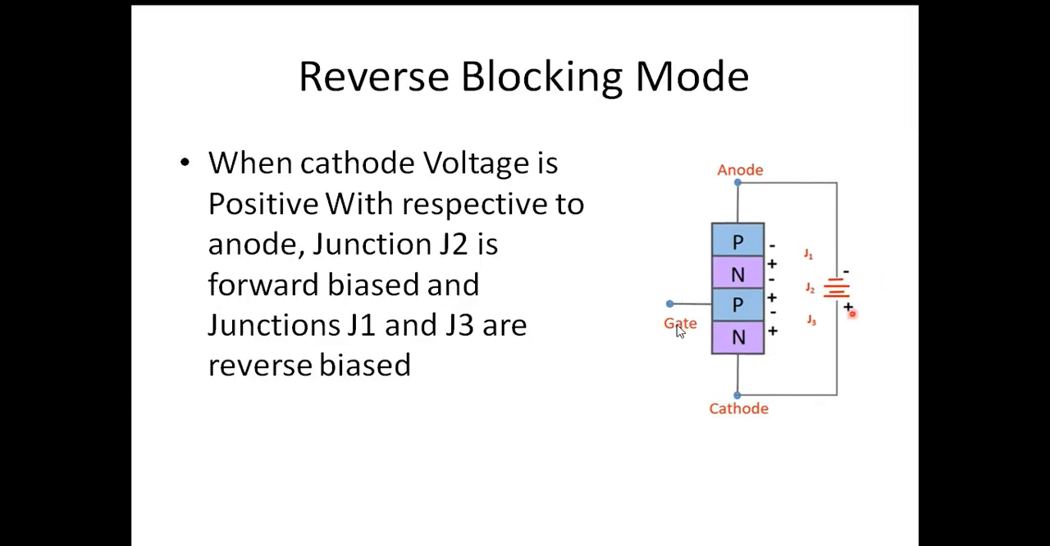When we apply a gate voltage, the electrons, which are the majority charge carriers in the N region, will move into the P region, and the charge carriers in the P region will move into the N region. So the conduction takes place from anode to cathode, and all the junctions J1, J2, J3 will be in conduction.